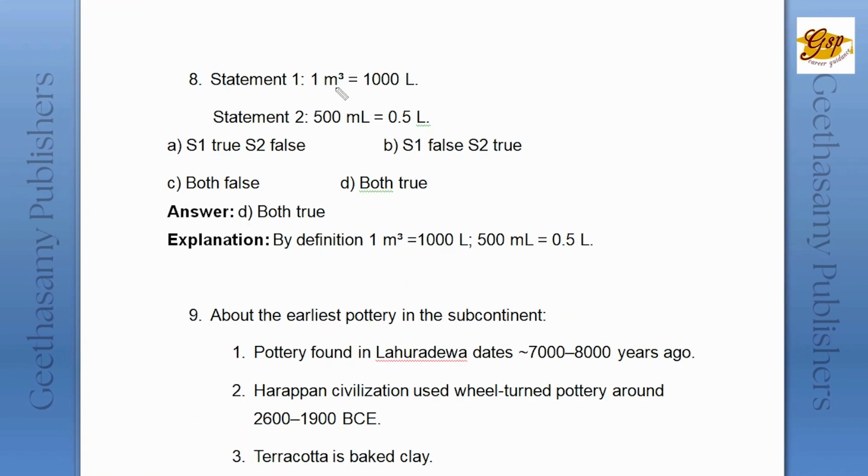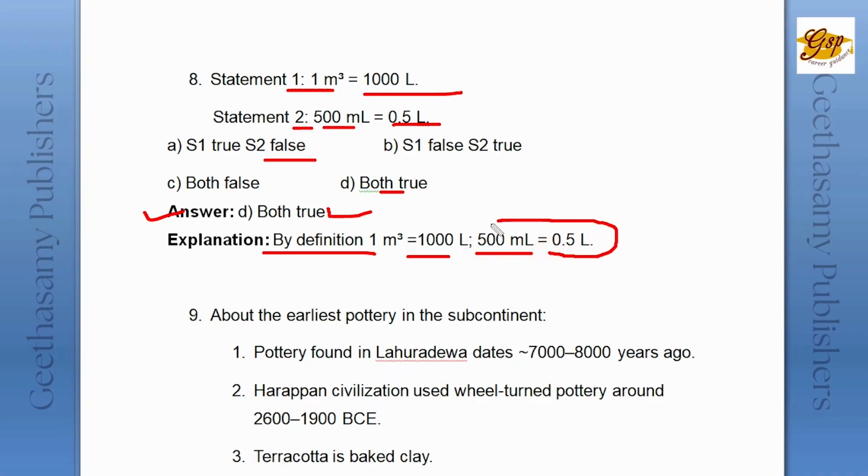Statement 1: 1 meter cube is 1000 liter. Statement 2: 500 milliliter is 0.5 liter. Statement 1 is true, statement 2 is false; S1 false, S2 true; both are false; both are true. The correct statement is both are true. By definition, 1 meter cube is 1000 liter, and 500 milliliter is 0.5 liter only.